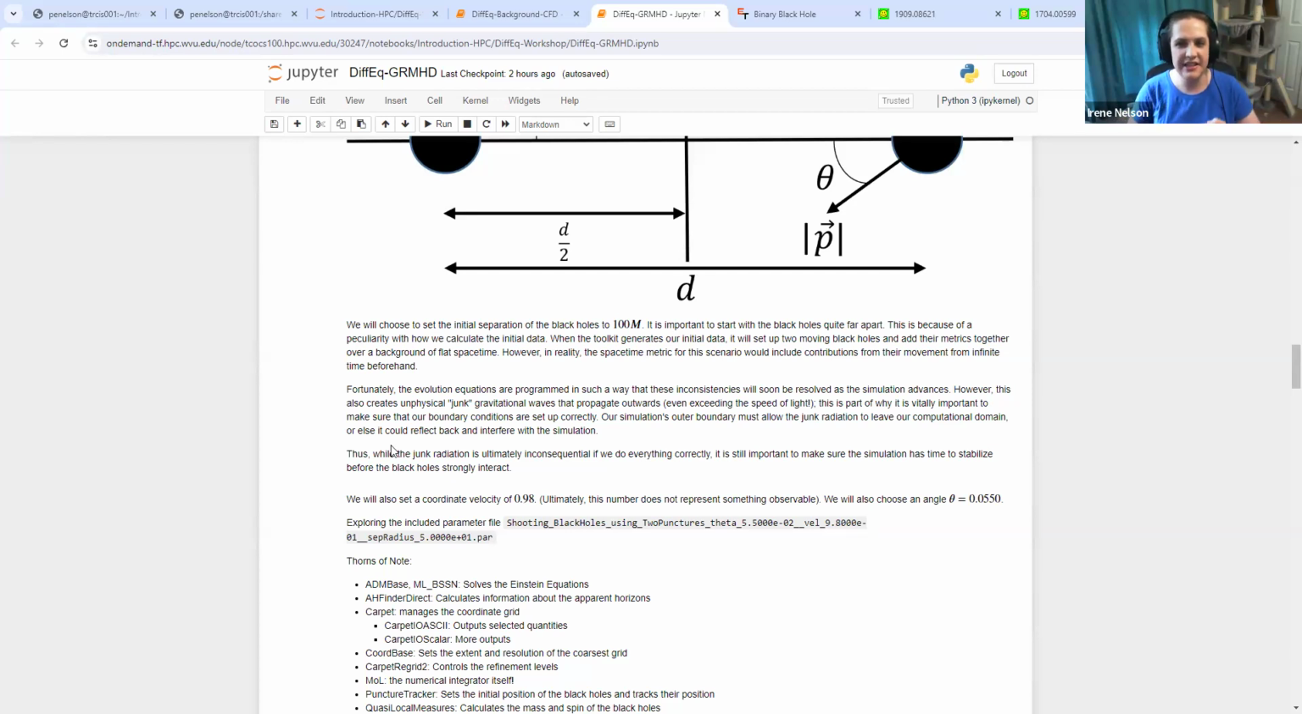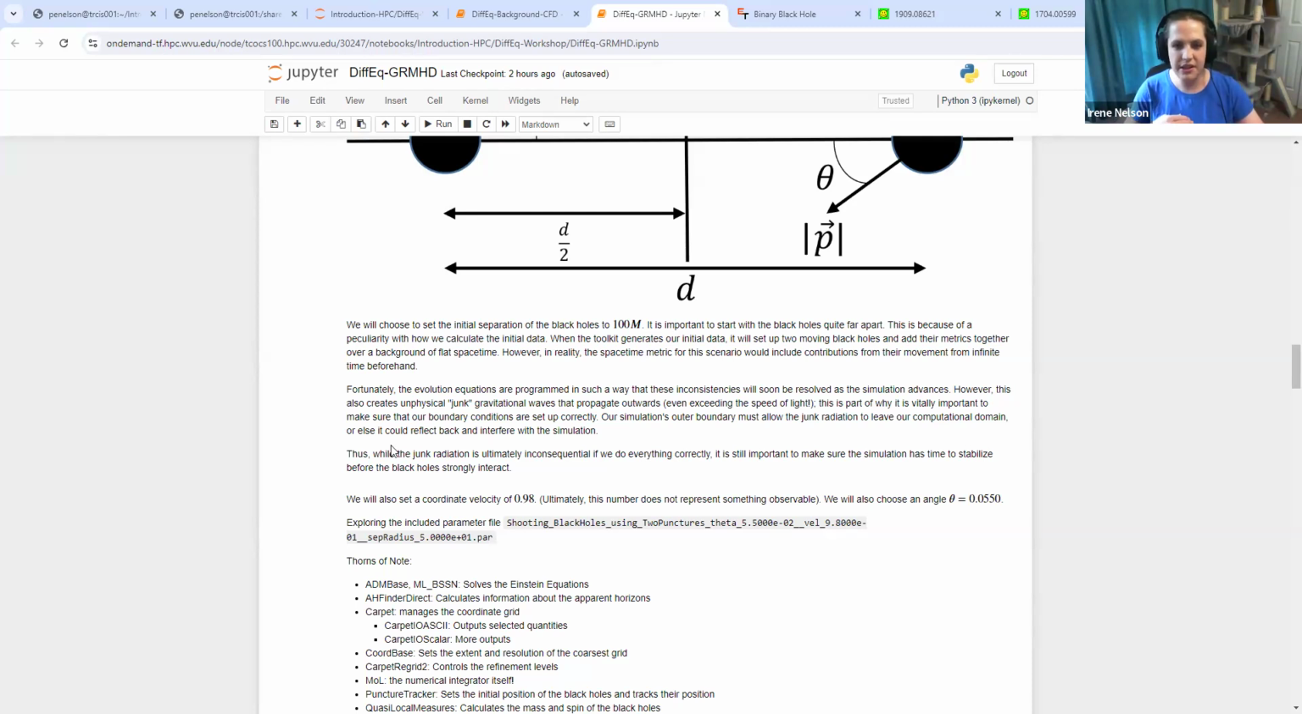So what our initial data is actually representing would be, what if we have this universe that is existing and it's completely empty, and then all of a sudden these two black holes pop into existence with their initial momenta. So that's sort of unphysical. Fortunately, the toolkit's evolution equations are programmed in such a way that things are stable, and these inconsistencies will soon be resolved as the simulation advances.